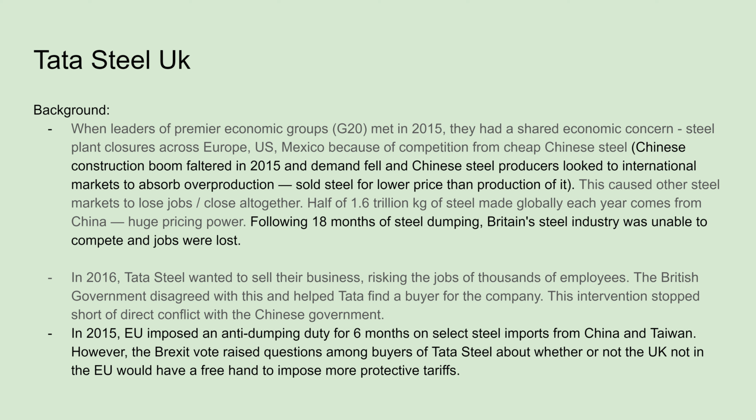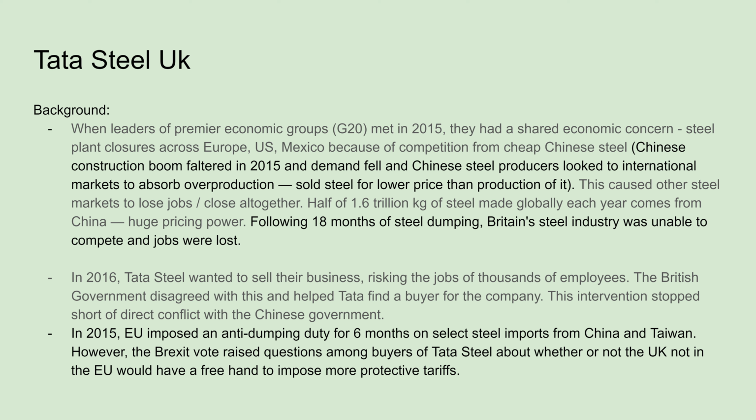And they sold steel for lower prices than the production of it, which caused other steel markets to lose jobs, close altogether, because they couldn't compete. Half of 1.6 trillion kilograms of steel made globally each year comes from China. Huge pricing power. Following 18 months of steel dumping, Britain's steel industry was unable to compete and jobs were lost.